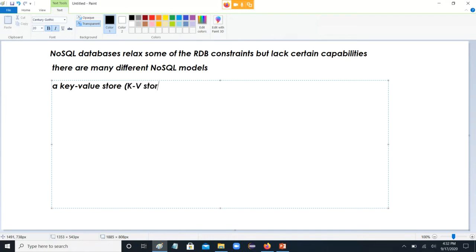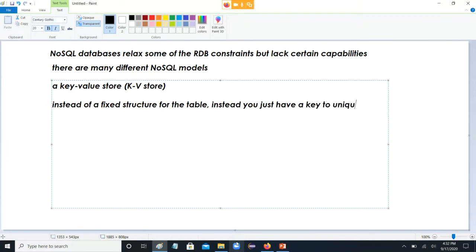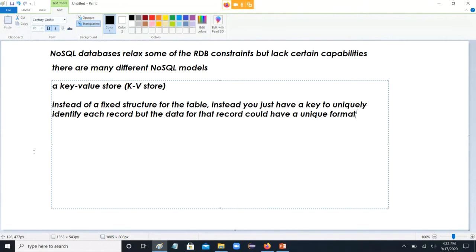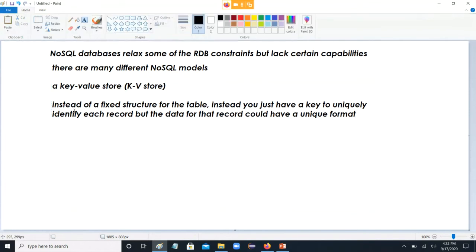So, or KV store. And in a key value store, instead of a fixed structure for the table, instead you just have a key to uniquely identify each record, but the data for that record could have a unique format, right? There's no guarantee that any records in the key value store are going to have the same format as any other records. It doesn't impose that requirement.